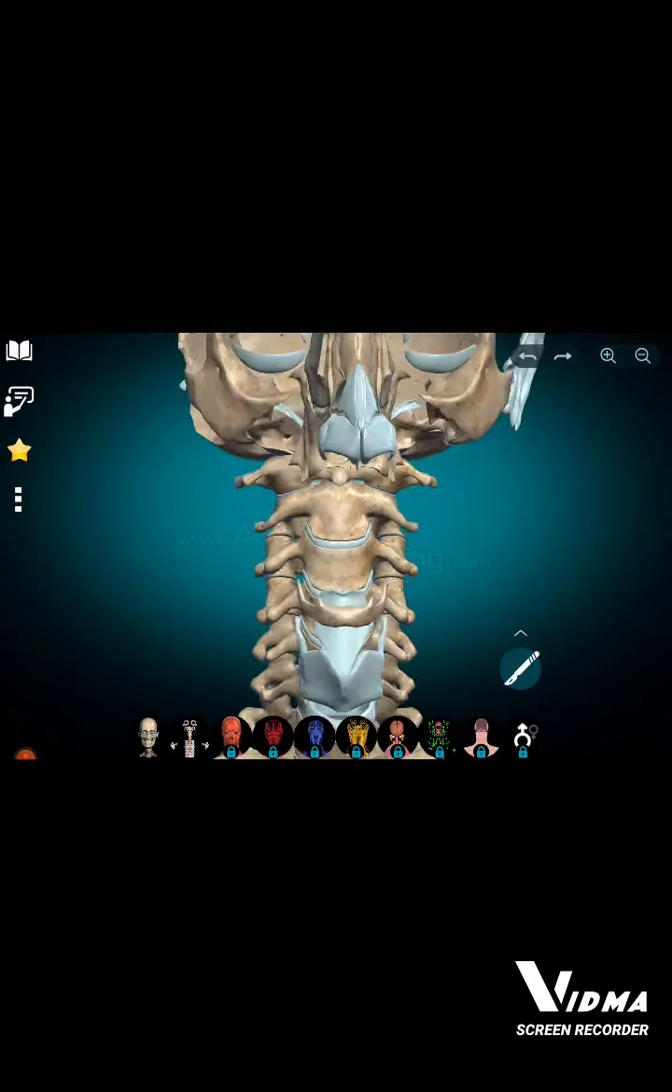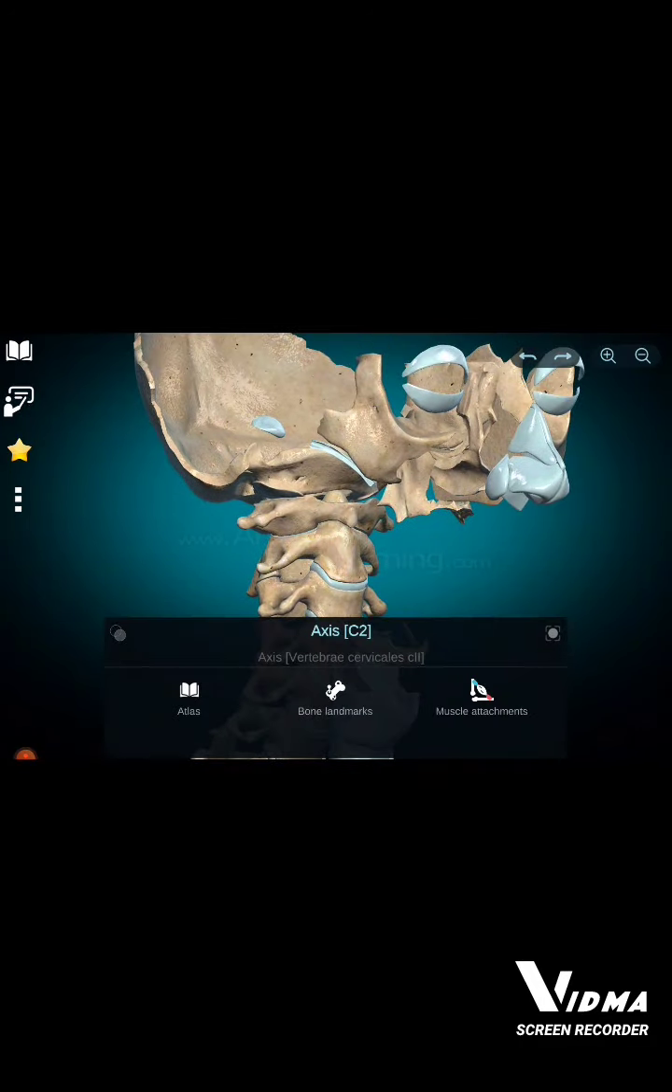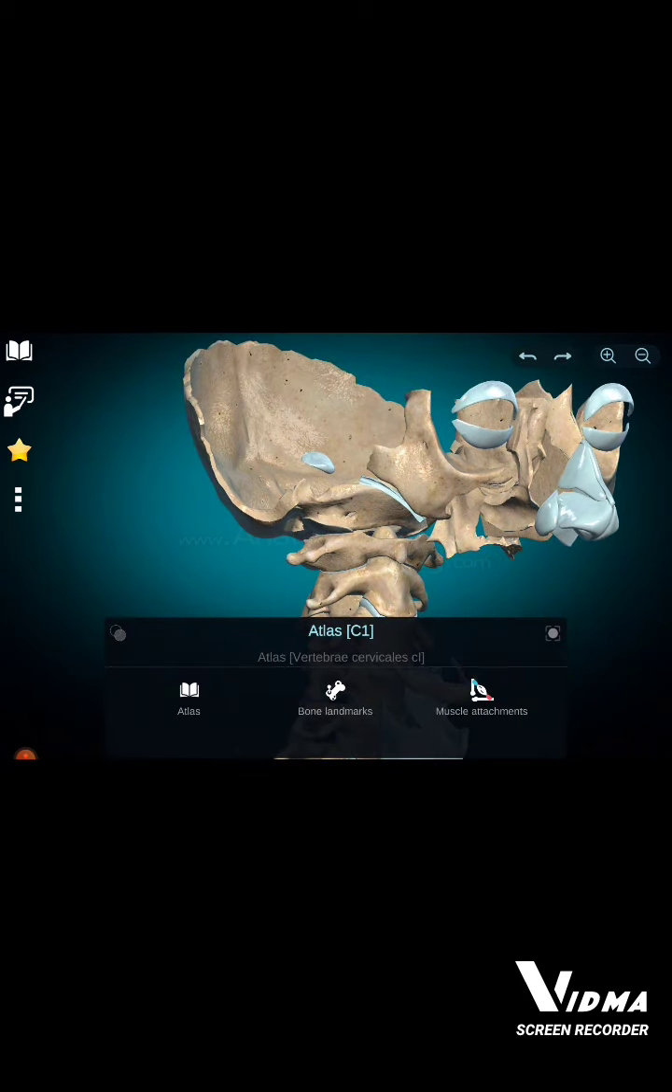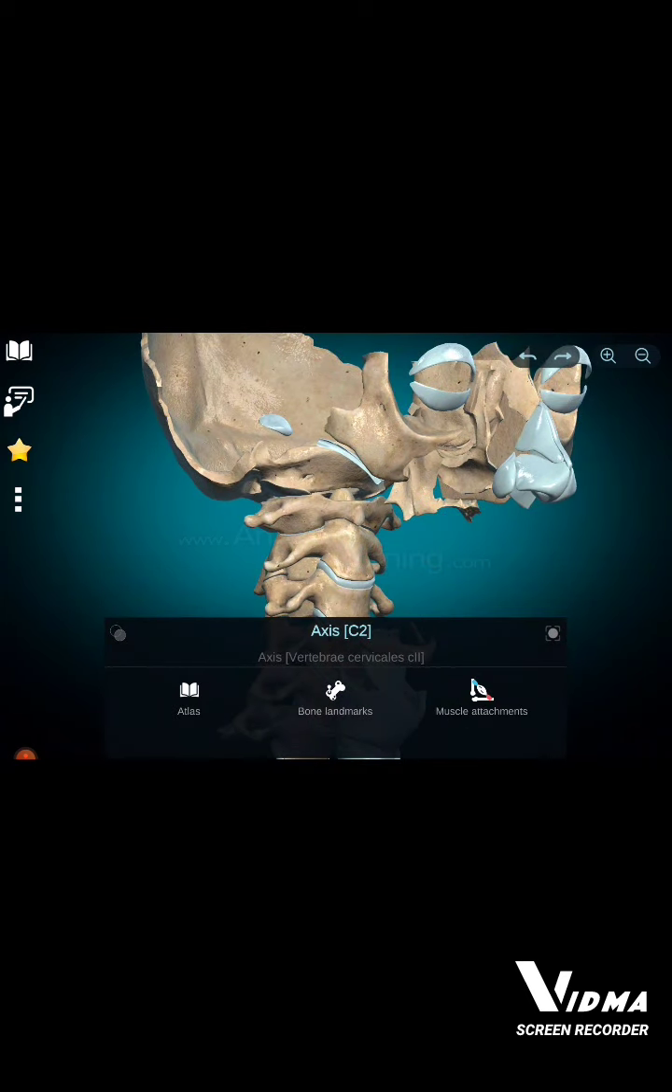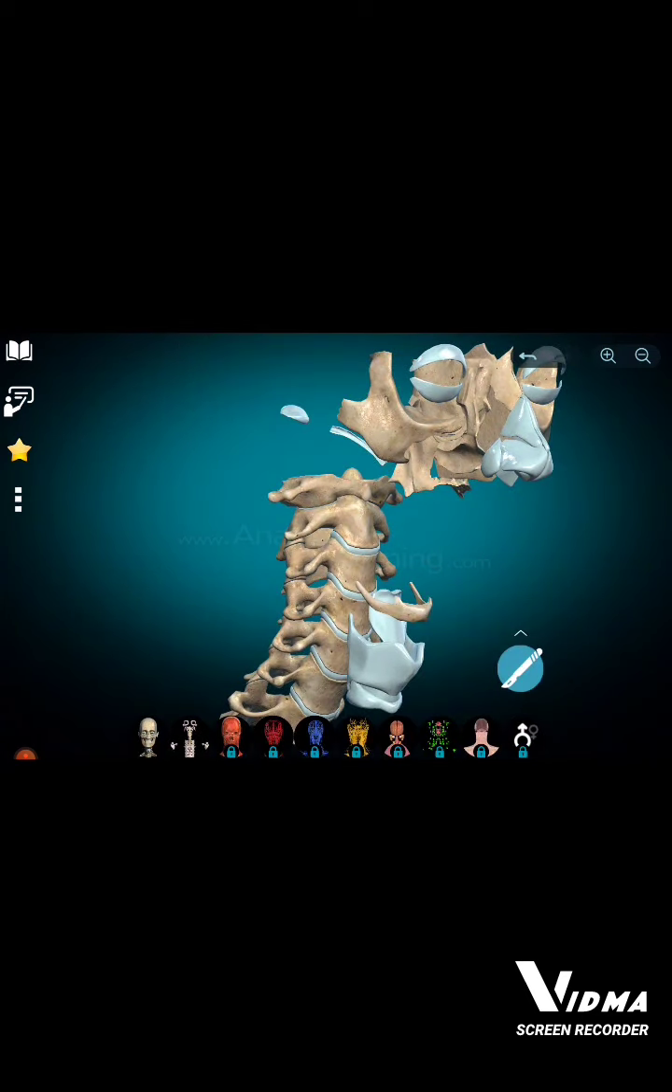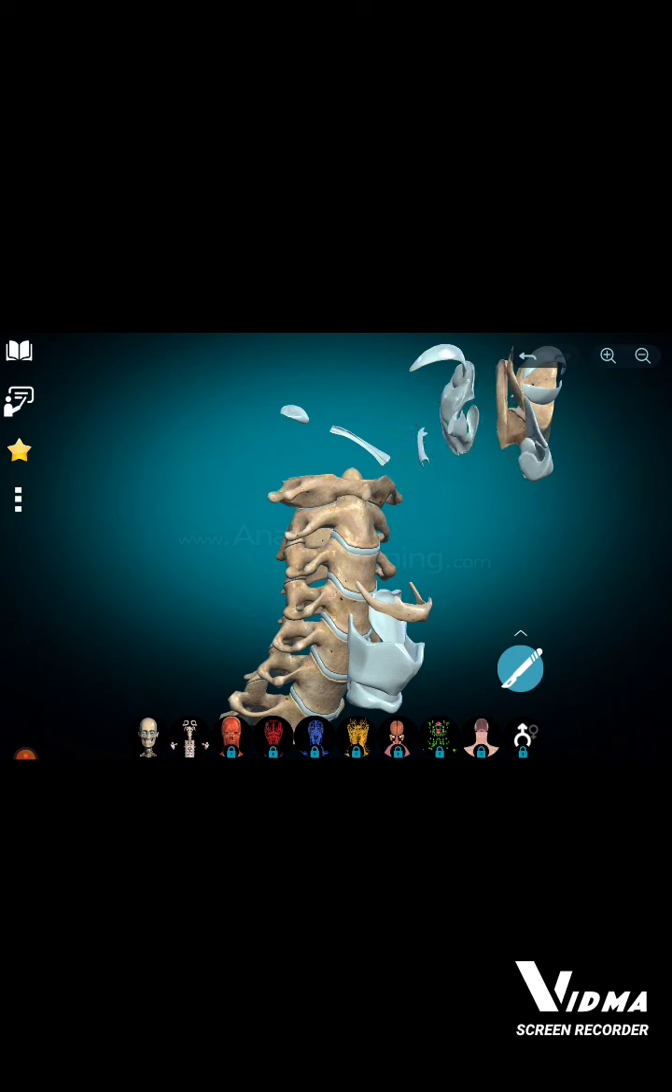And the second vertebra is axis. Now we are observing atlas and the second vertebra, axis. Between atlas and axis there is a joint. The joint present between atlas and axis is called a pivot joint.